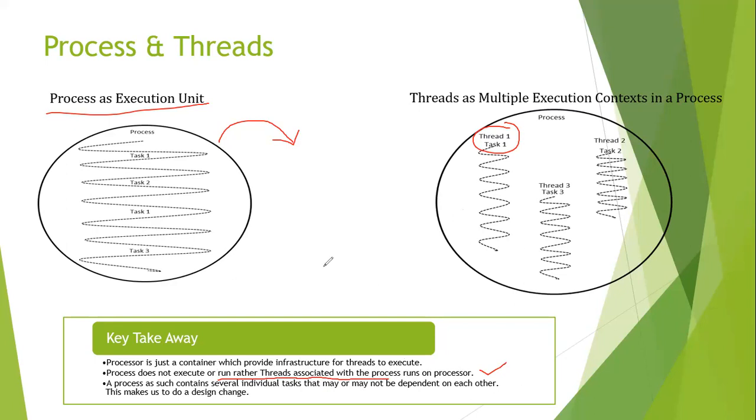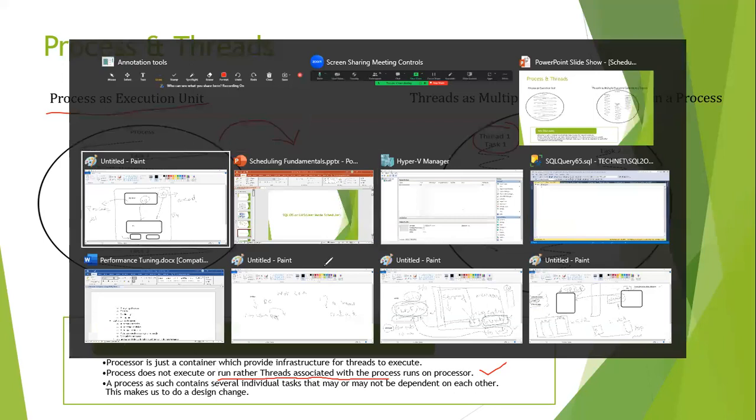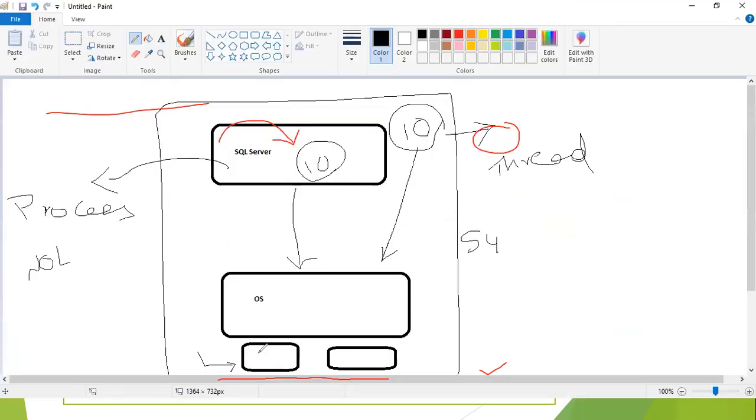The CPU we call a processor on the operating system. So we have one CPU here, and we have another CPU here. These two we call processors. Individual CPUs we call processors.